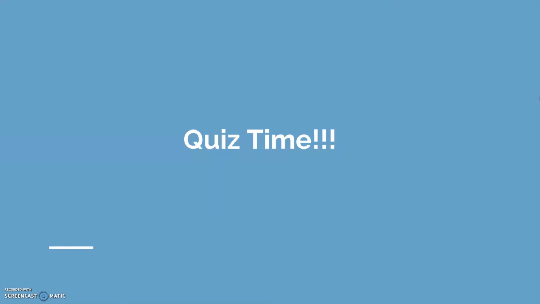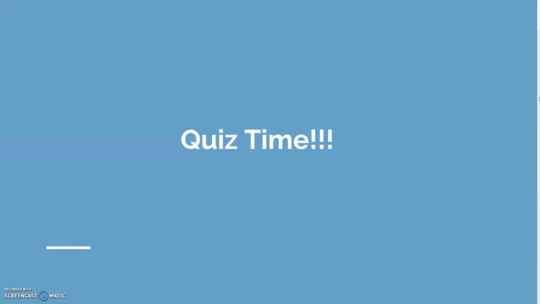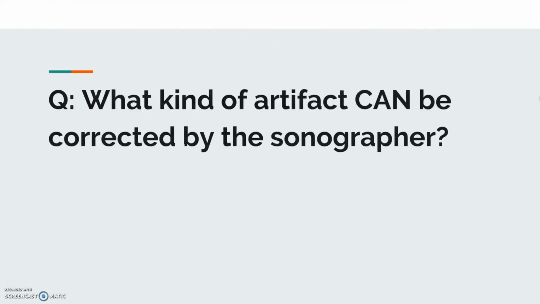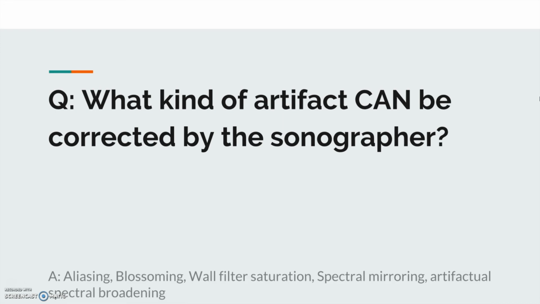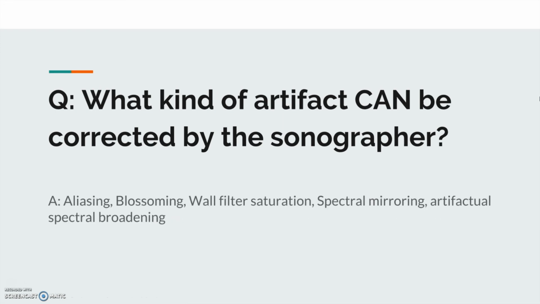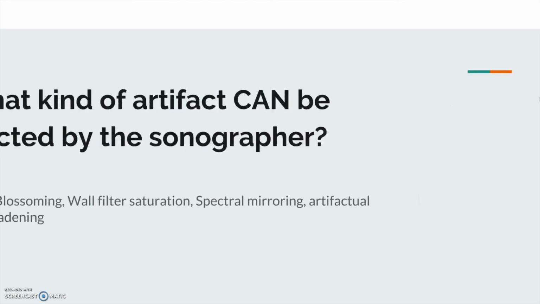Now we're going to do a quiz. If you need to pause the video, you can. What kind of artifact can be corrected by the sonographer? If you need to pause to think about it, there are a couple of answers, but I'm going to go ahead and give them to you now. Aliasing, blossoming, wall filter saturation, spectral mirroring, and artifactual spectral broadening can be corrected by the sonographer.